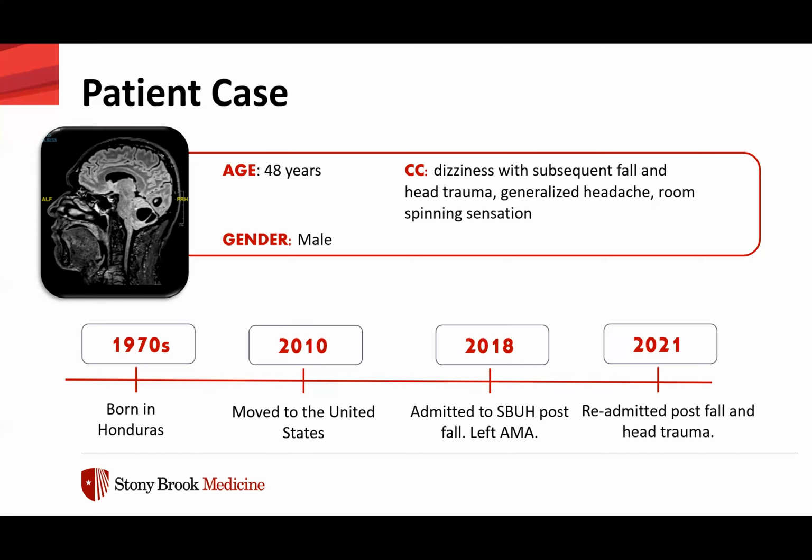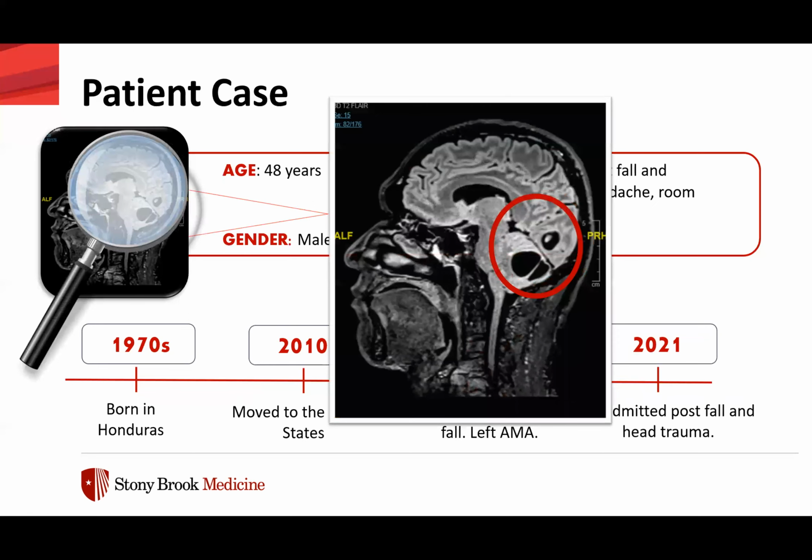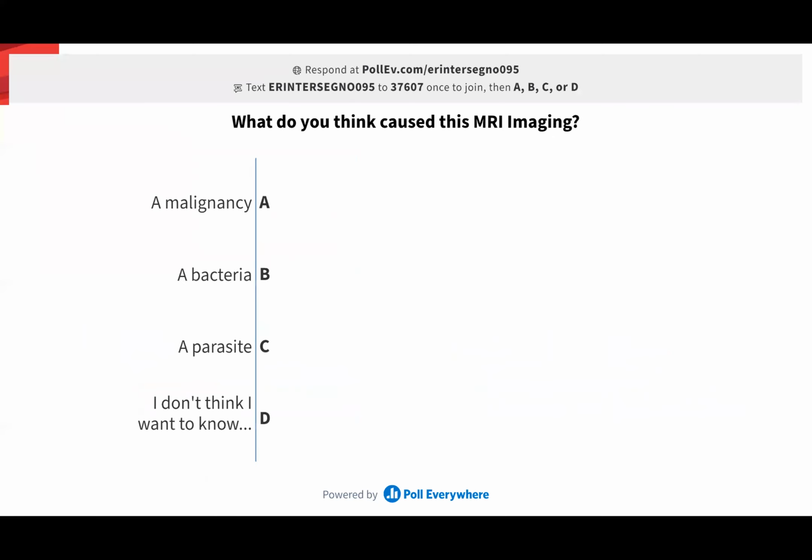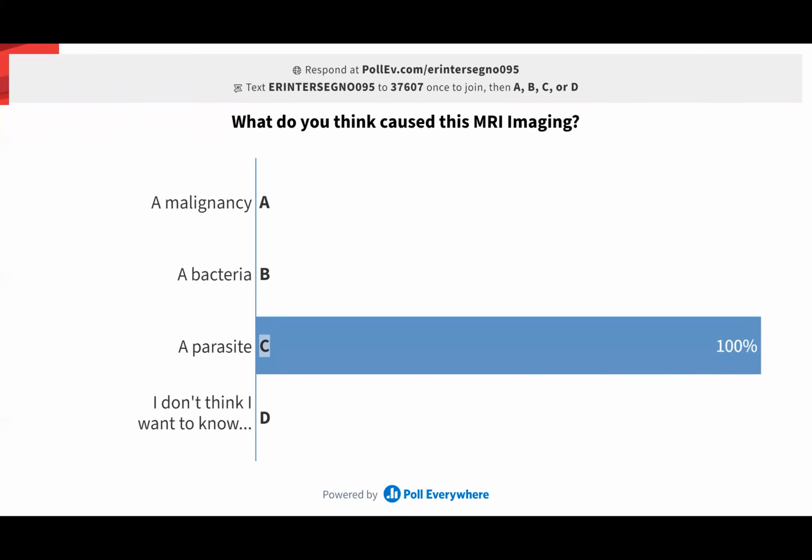Now, zooming in, as you can see on the left-hand side, this MRI scan, we can see that there are 3 big cysts there in the circles. Now, just out of curiosity, and this is where your phones will come into play, can anyone guess what you think might have caused this MRI imaging? If you open your mobile phones, you should be able to answer this live, and please let me know if you are not able to. Do you think this is a malignancy, a bacteria, a parasite, or maybe this is already too much and you don't want to know?